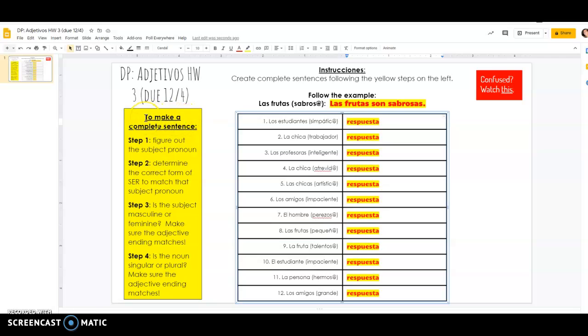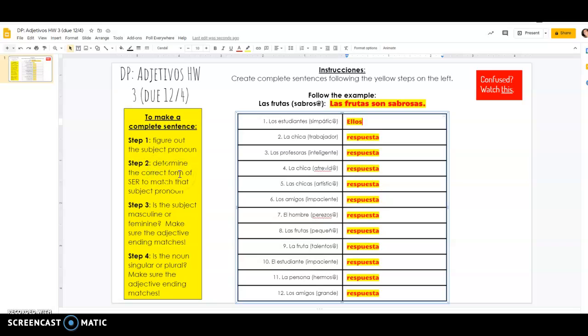So over here it says, to make a complete sentence, step 1, figure out your subject pronoun. Our word here is los estudiantes. Even if I don't know what it is, I know that there's more than one in there. Estudiantes ends in an S. I also know that estudiante means student, but more than one, students. So that's going to be they. They in Spanish is ellos. So that's the first thing I'm going to write: ellos. Or you could just rewrite los estudiantes, whichever you prefer. Ellos is shorter, so I'm going to go with that one.